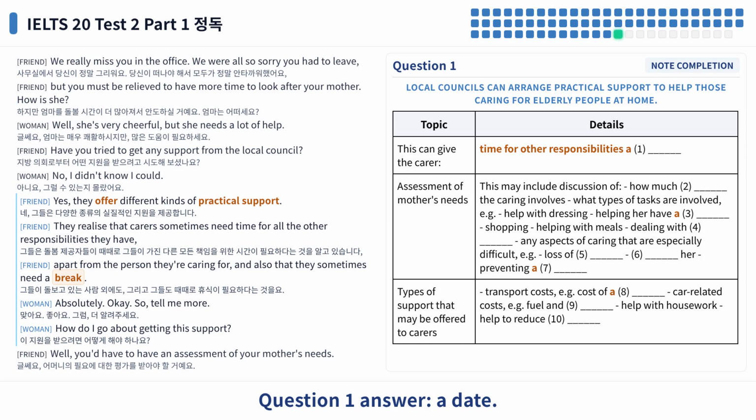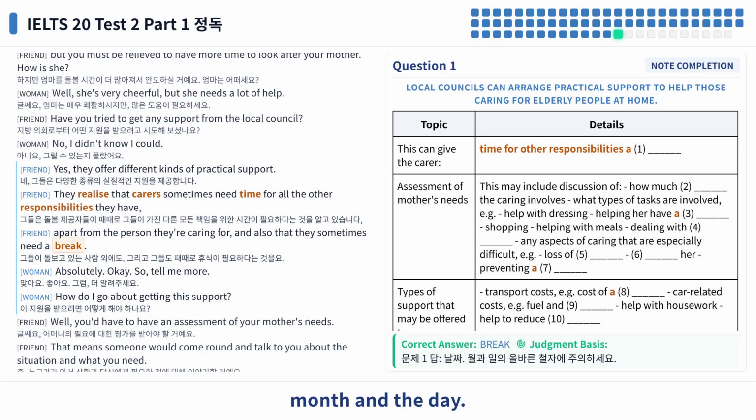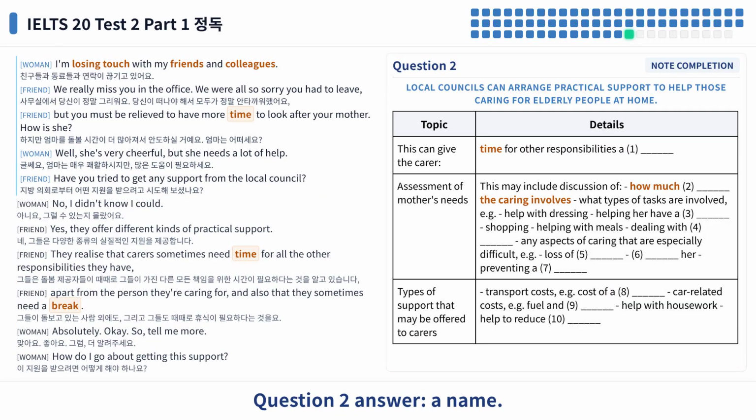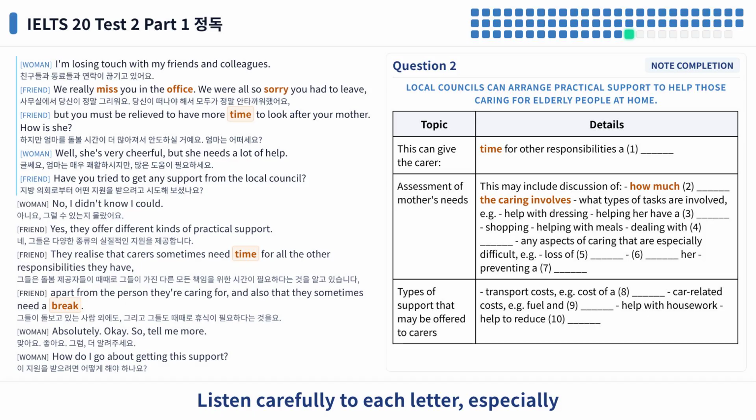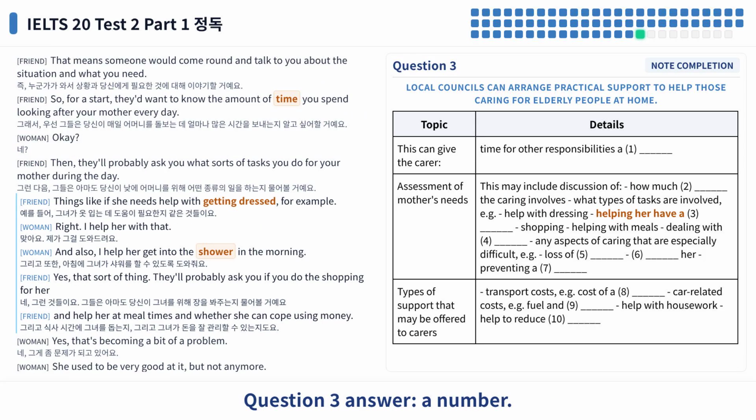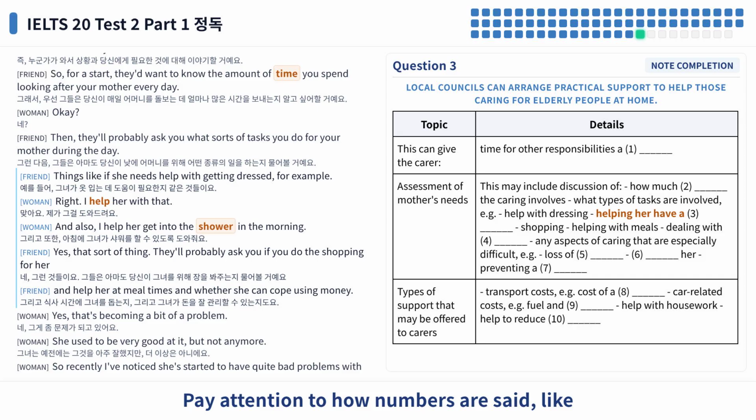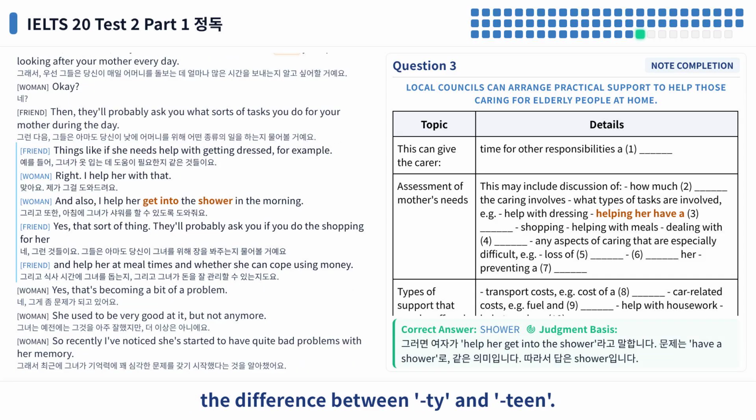Question 1 answer, a date. Pay attention to the correct spelling of the month and the day. Question 2, answer, a name. Listen carefully to each letter, especially letters that sound similar. Question 3 answer, a number. Pay attention to how numbers are said, like the difference between T and teen.